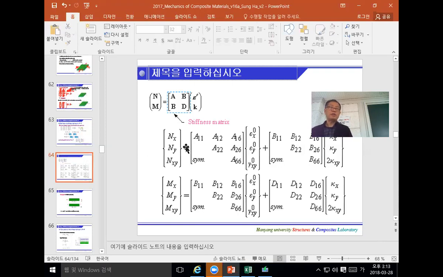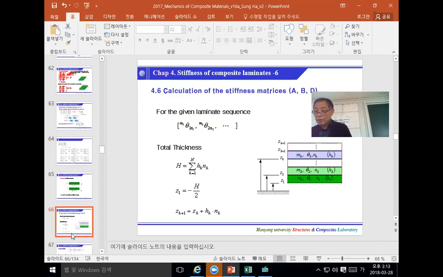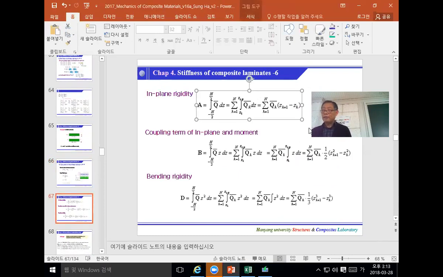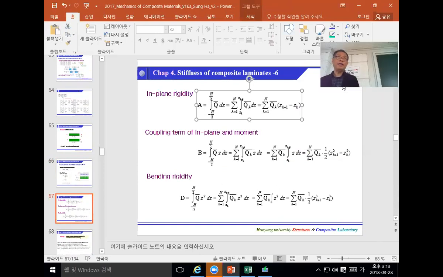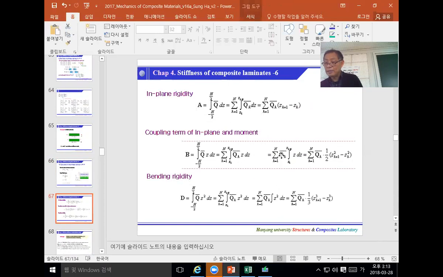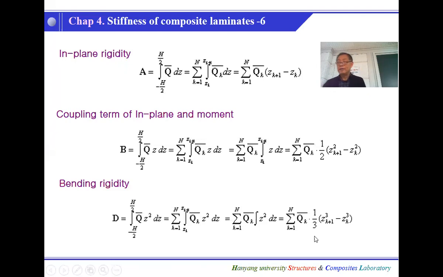Okay, ABD matrix. Now, how do we calculate that? Mathematically, this is the A, this is the B, and this is the D matrix. So how do we practically calculate it from a laminate? These are the equations, and this is how we calculate. I hope we can complete this programming today.